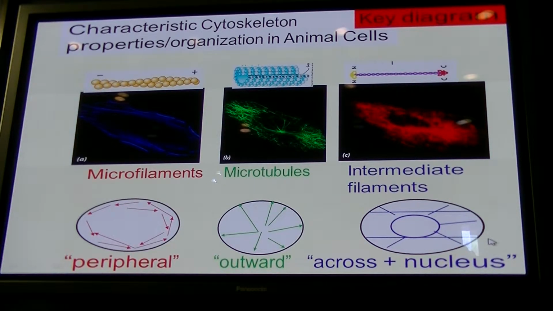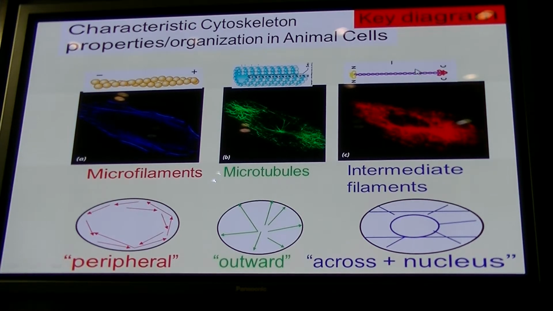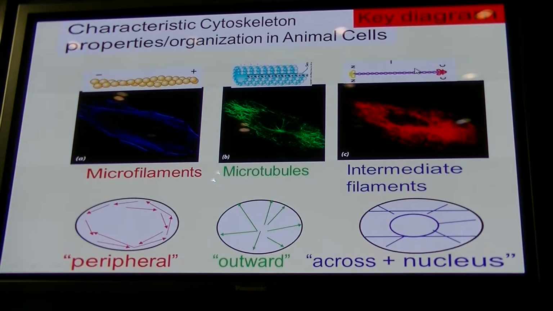I hope one thing that we're going to understand before and after the spring break is that these organizations and the structures that we see here for the filaments actually make sense for the functions of these different parts of the cytoskeleton. So I really would like you to understand this diagram.